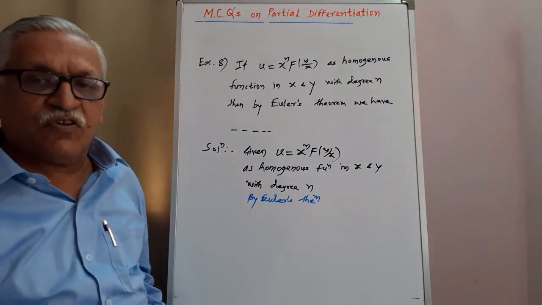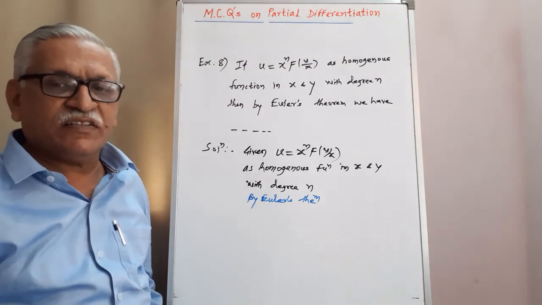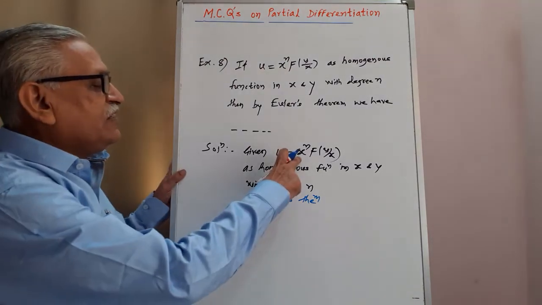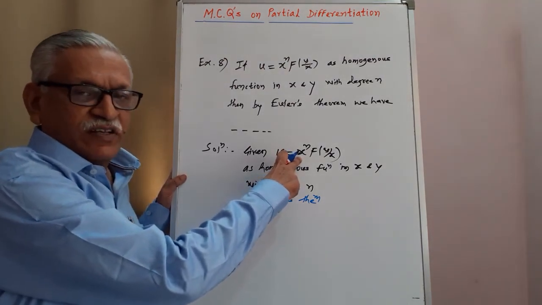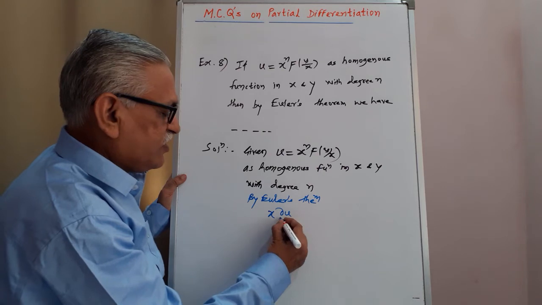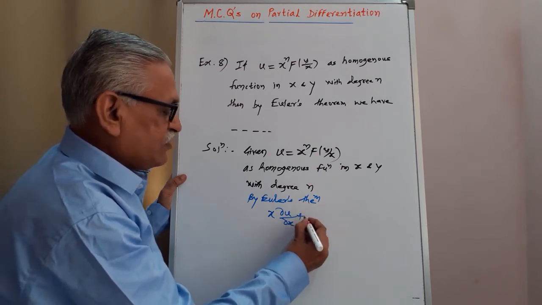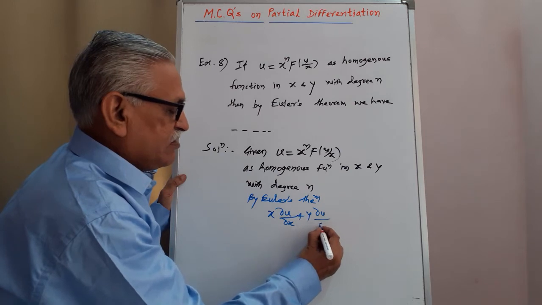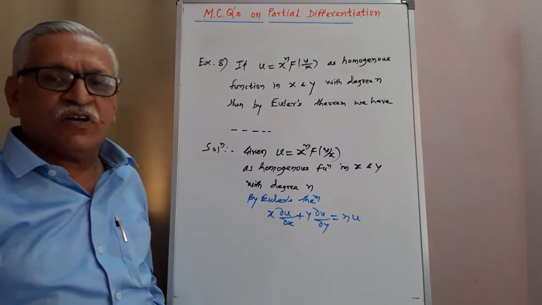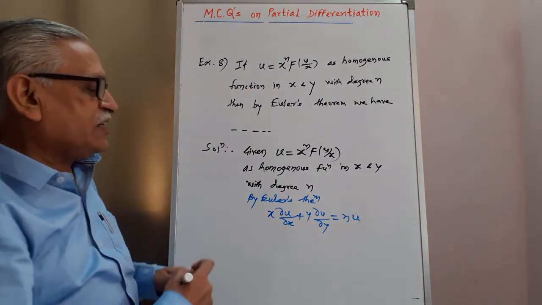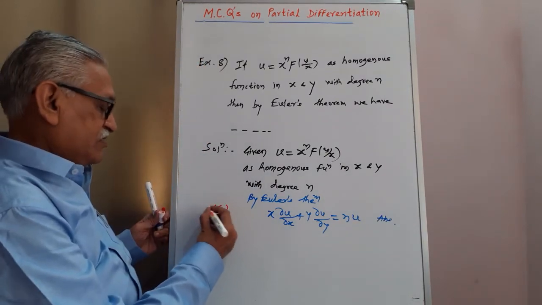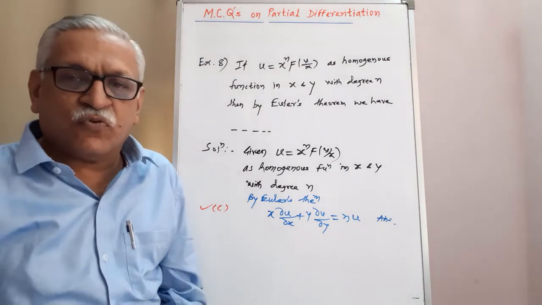there are two cases for Euler's theorem. Case 1, when it is simply a function of x and y, and case 2, when it is a function of function. Here we have a function of x and y only, therefore it is case 1, and for case 1 the statement of Euler's theorem is x ∂u/∂x plus y ∂u/∂y is equal to n into u, where n is the degree of the homogeneous function. Therefore this is the required answer. It is option C as the correct option out of those 4.